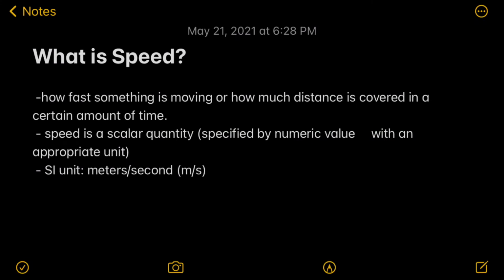Now we have learned what is distance and displacement. Let us learn what is speed. So what is speed? How fast something is moving or how much distance is covered in a certain amount of time. Speed is a scalar quantity specified by numeric value with an appropriate unit. As a unit, meters, seconds, or meter per second.